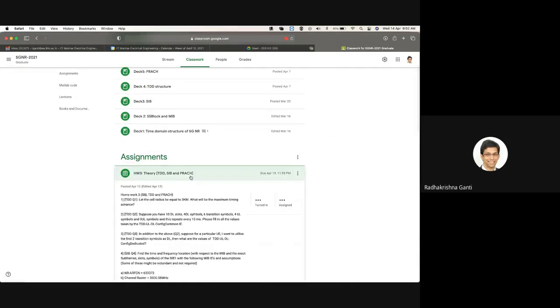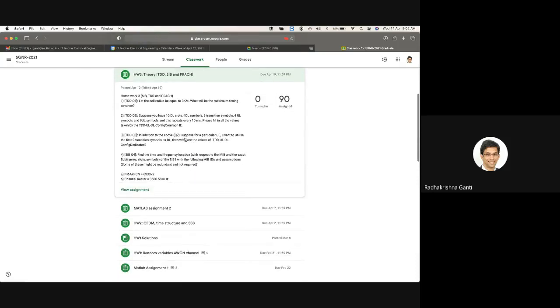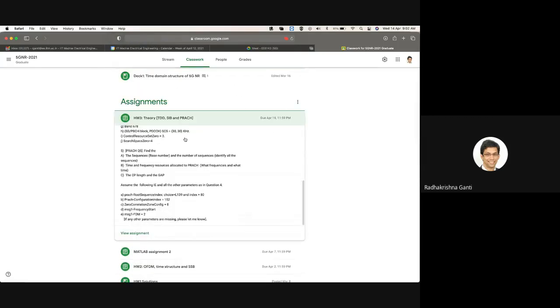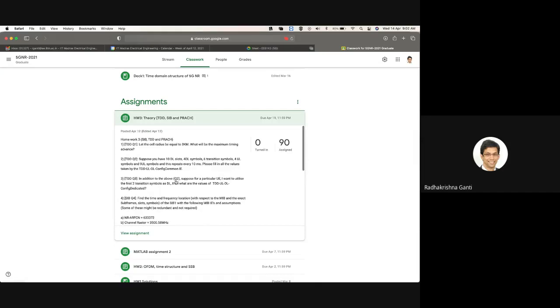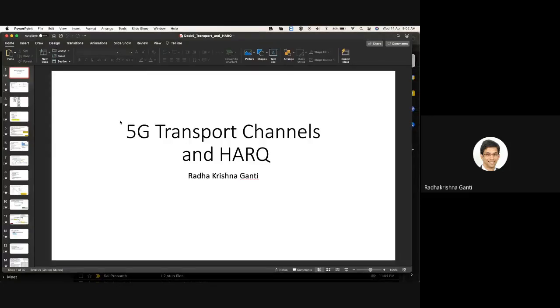This is the theory part. It's a few questions about the location of PRACH, SSB, and other things, the SIB1 message and TDD structure. It shouldn't take too much time. I suggest everyone finish this fast so that I can give the next homework. It is a theory part, so we can do it fast. Okay, with that, let's start today's class.